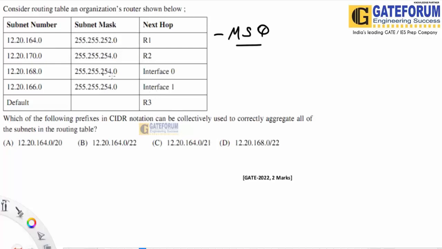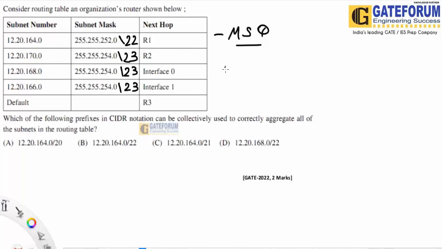Let's try to identify the subnet numbers. The subnet numbers are 12.20.164.0, 12.20.170.0, 12.20.168.0 and 12.20.166.0. So these are the four different subnet numbers, and the subnet mask is 255.255.252.0. Here 8 plus 8 is 16, plus 6 is 22, so this mask is 22. Here 8 plus 8, 16 plus 7 is 23, so here the mask is 23. Here the mask is 20. So let's try to identify.